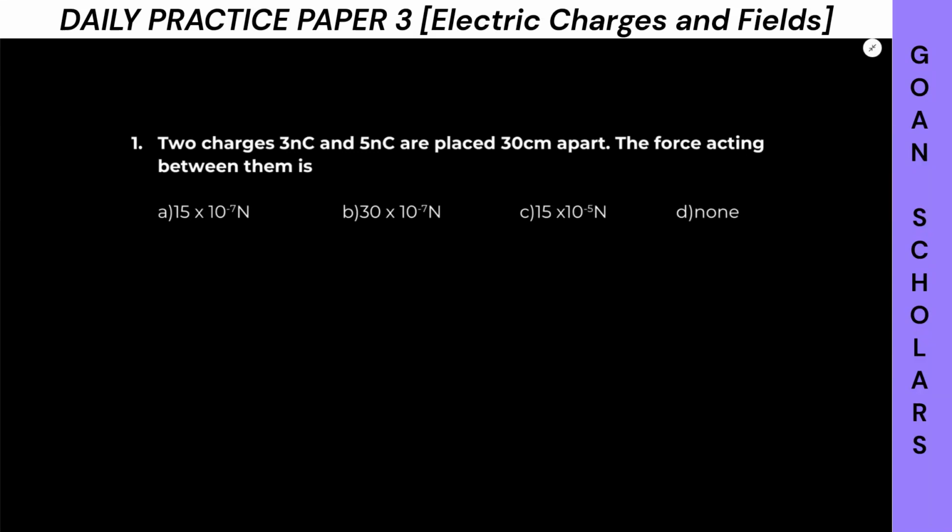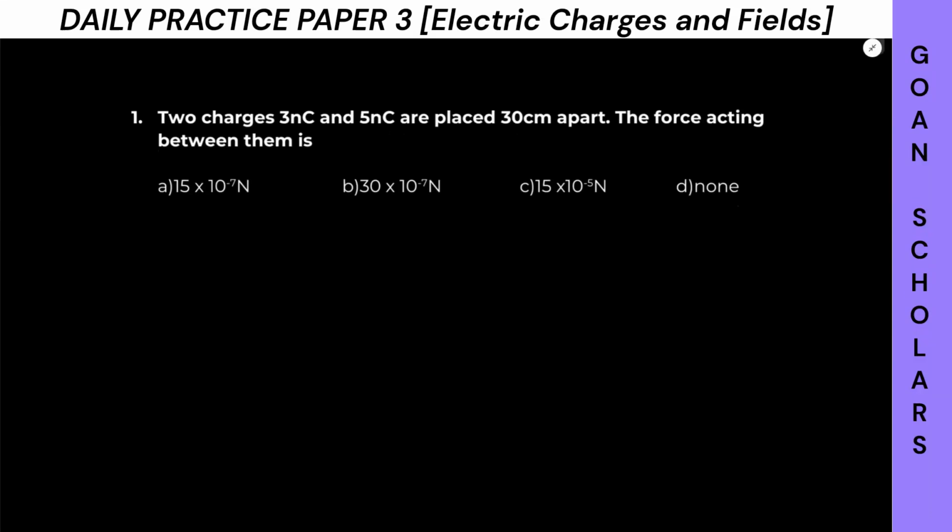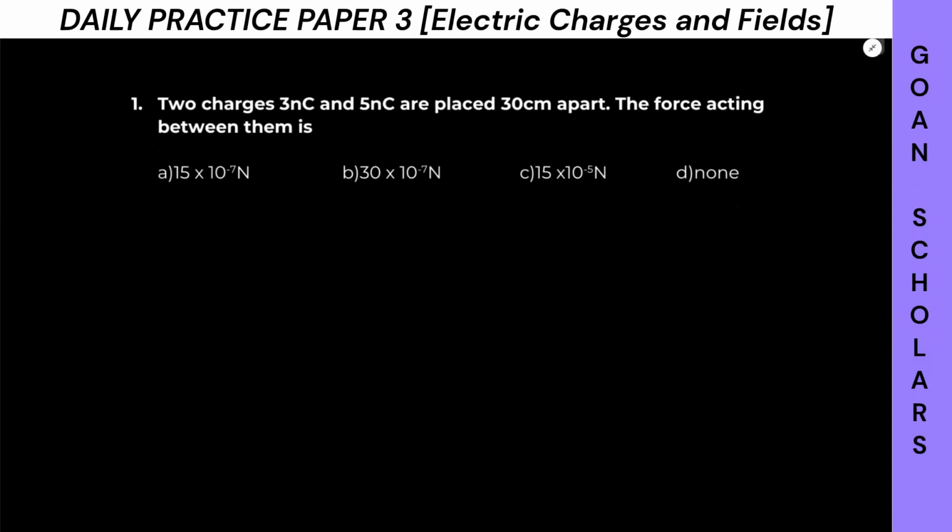Let's start with practice paper 3. So first question in practice paper 3 says two charges 3 nanocoulombs and 5 nanocoulombs are placed 30 centimeter apart. The force acting between them will be how much? So let's recall our Coulomb's law. Coulomb's law says F is equal to K Q1 Q2 upon R square.